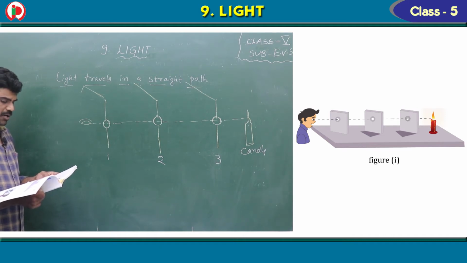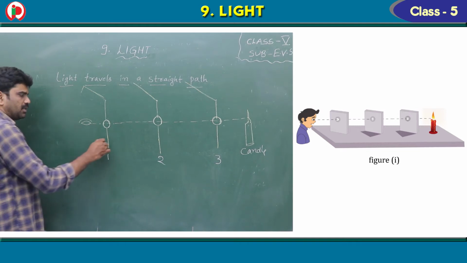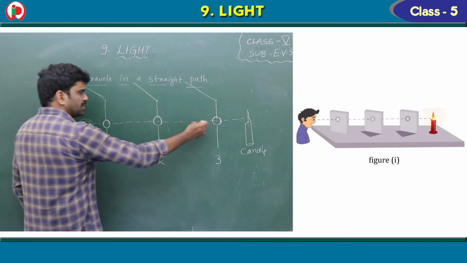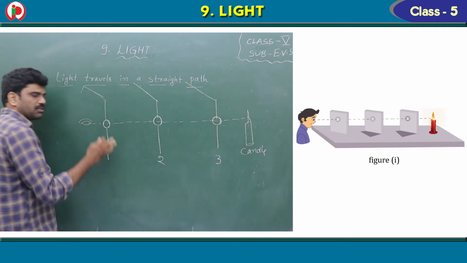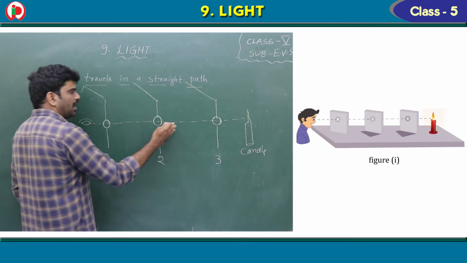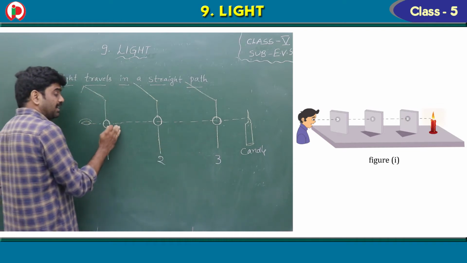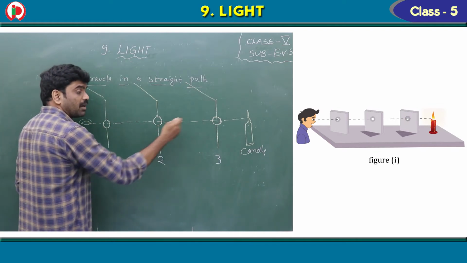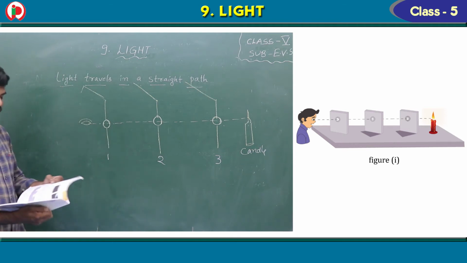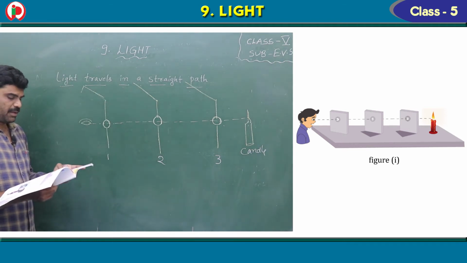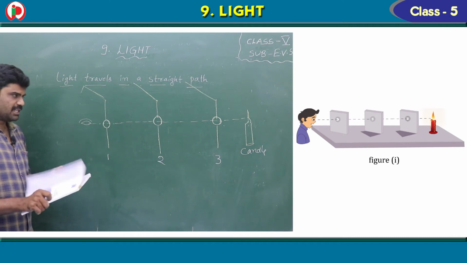Now place these cardboards on a table one after the other as shown in the figure. So this is the first one, this is the second one, this is the third one, and after that the candle. These 3 cardboards are at the same height on the table, and they are kept one after the other.